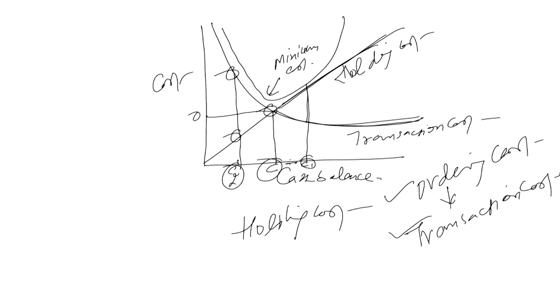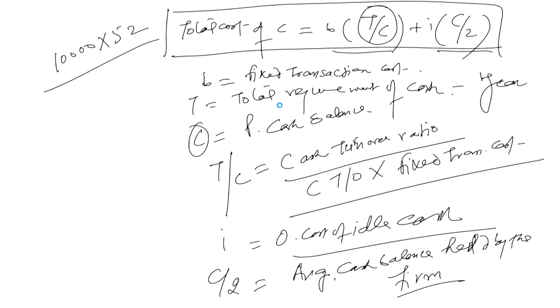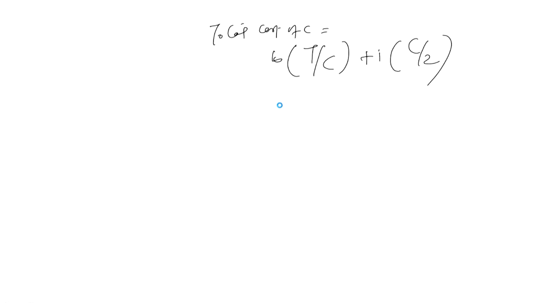If you look at this structure, we are saying that C will be the amount where both these costs are equal, where they intersect each other: the holding cost, or the opportunity cost, and the transaction cost. Holding cost means the opportunity cost. So when they are equal, that is the optimum amount of cash, because at this point the total cost of the cash C we are keeping is going to be the lowest.